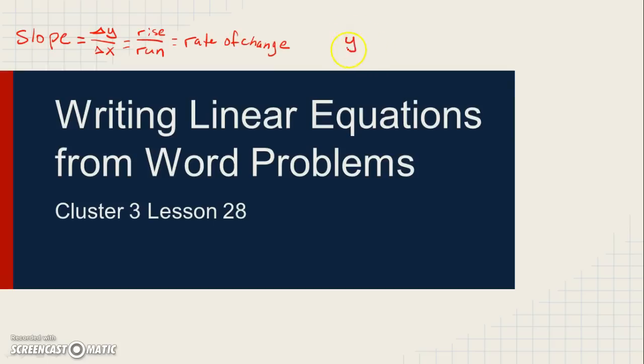Then the other idea that we talked a lot about is the y-intercept. And for us, the y-intercept is actually a constant. Since the y-intercept represents what's on the y-axis, our output, it's whatever output we begin with. And you'll see that as we move through these problems.